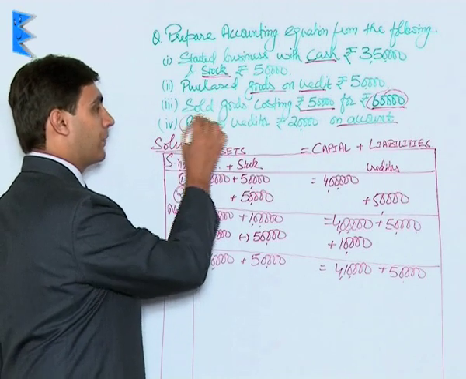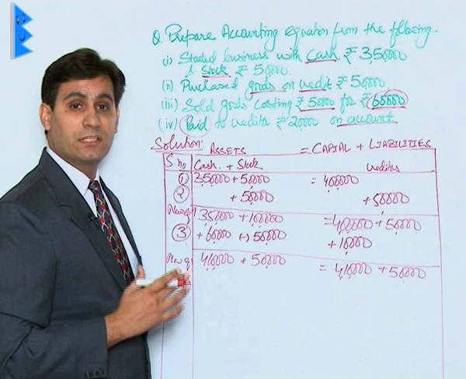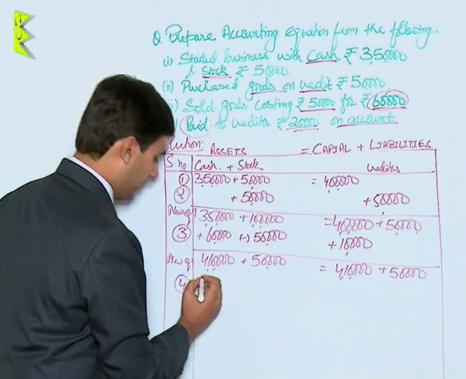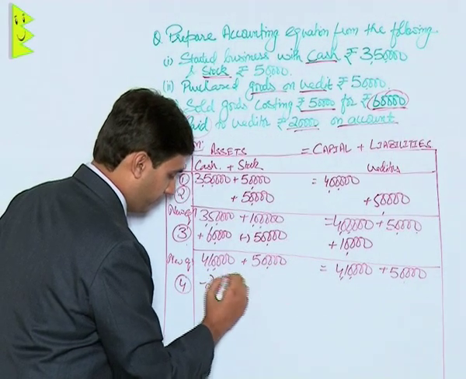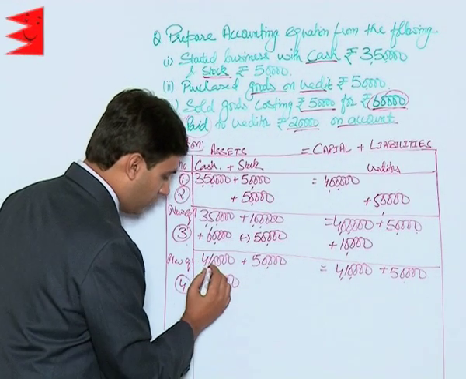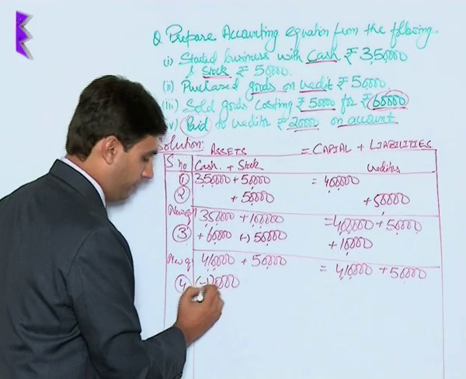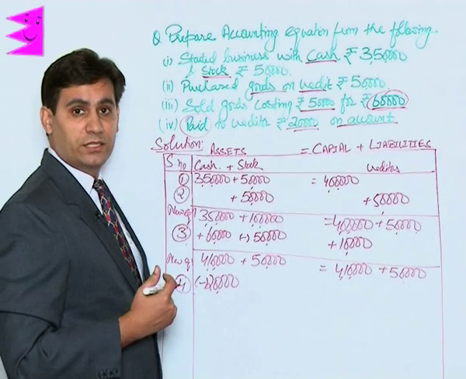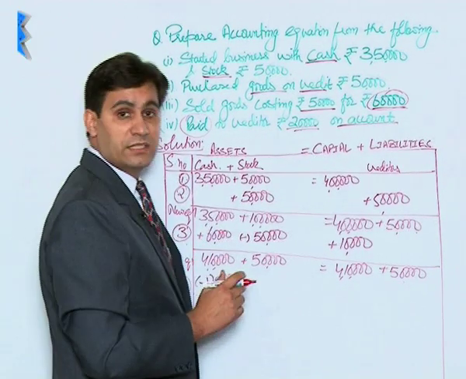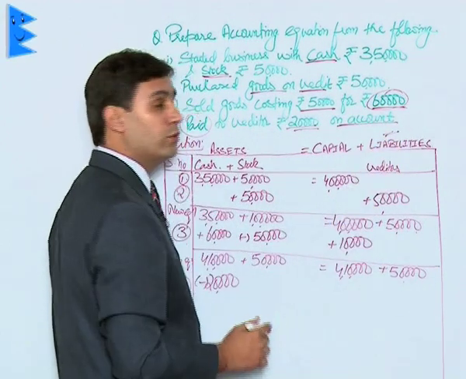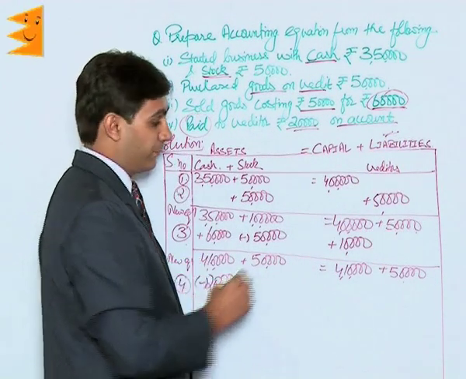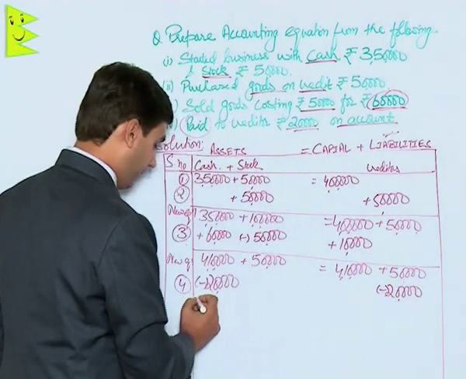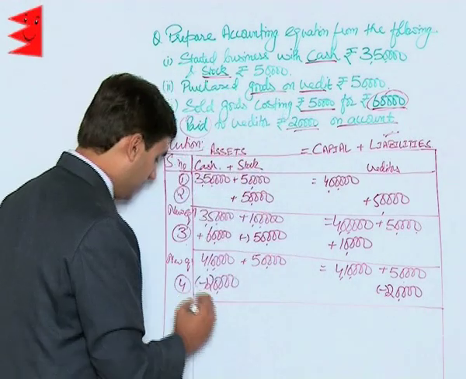Now the last transaction, paid to creditor. Paid to creditor means that payment has been made, and obviously payment would be made in cash. So we will deduct 20,000 rupees from cash. Now this payment has been made to creditors, which means our liabilities would be reduced by rupees 20,000. So deduct 20,000 rupees from the liability column as well. And let us verify that they are equal.